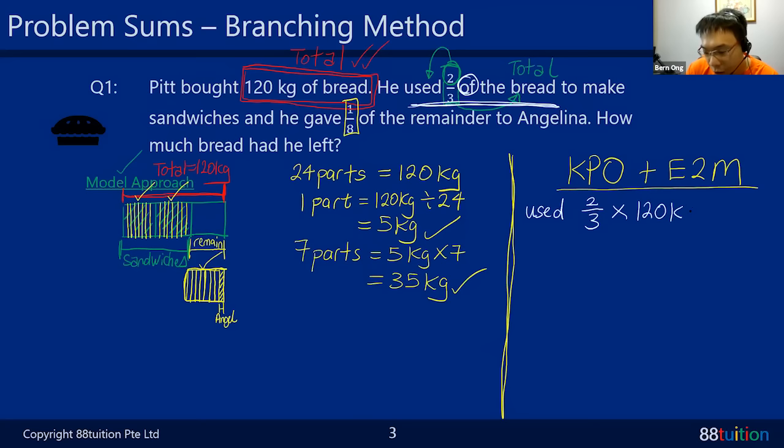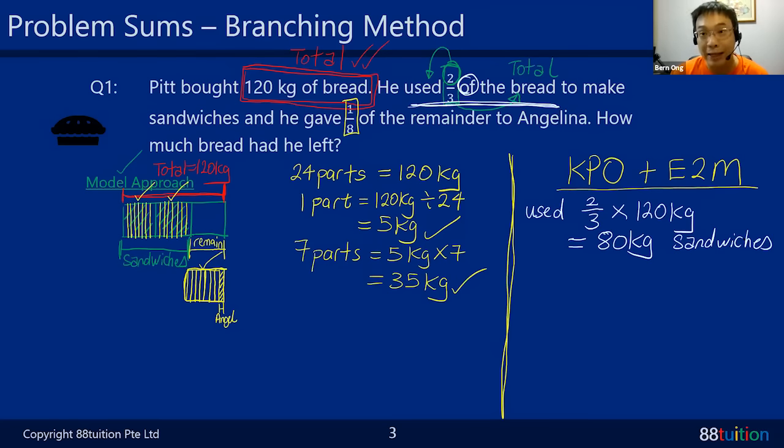So you successfully translate the English. He used 2/3 of the bread to mathematics. Used 2/3 of means times 120 kg. Yes, 80 kg. A lot of people say 80. Very good. So 80 kg is used to make what? The question says sandwiches.